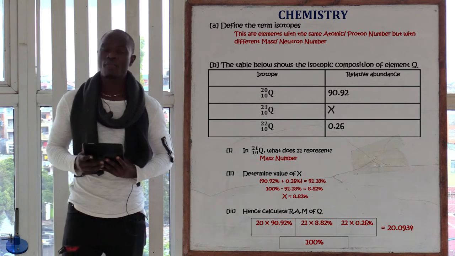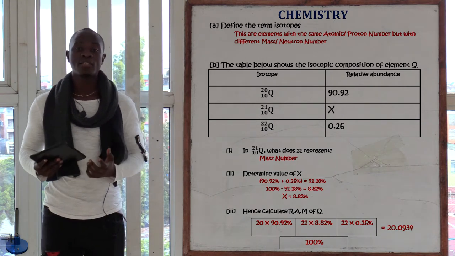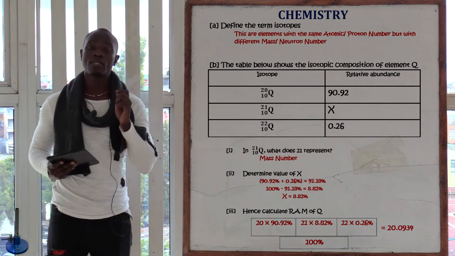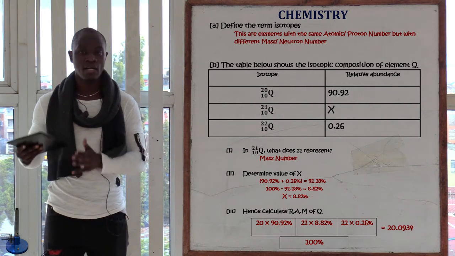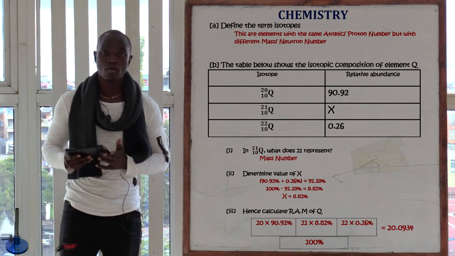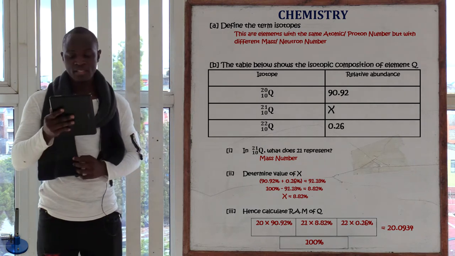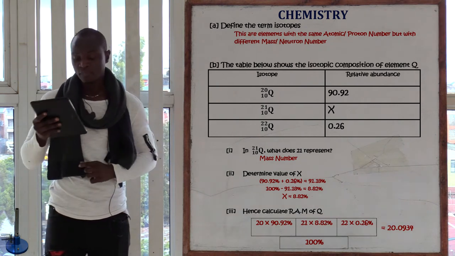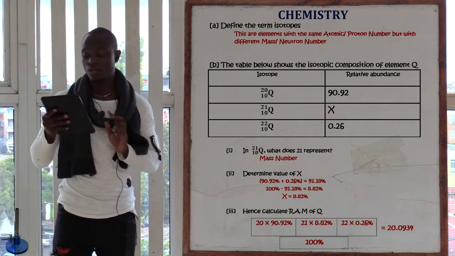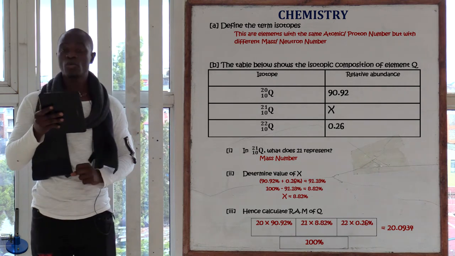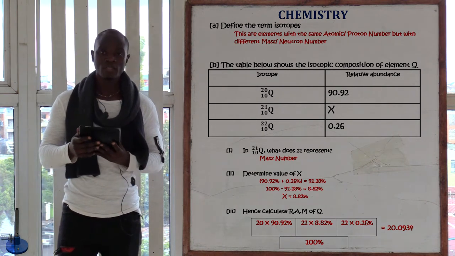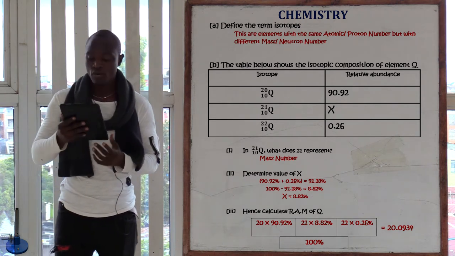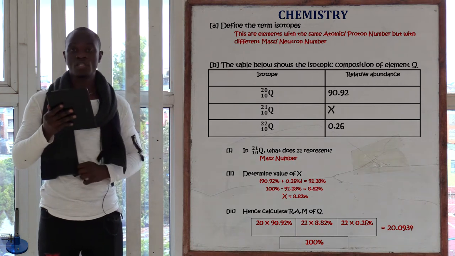One thing you should know about the relative abundance is that the abundance is always over 100%. That is what you must always know, unless the question states otherwise. In this case, the abundance of Q-20 is 90.92%. The abundance of Q-21, we have not been given, which is X. And then the abundance of Q-22 is 0.26%. So it is up to us to calculate the value of the abundance of Q-21.